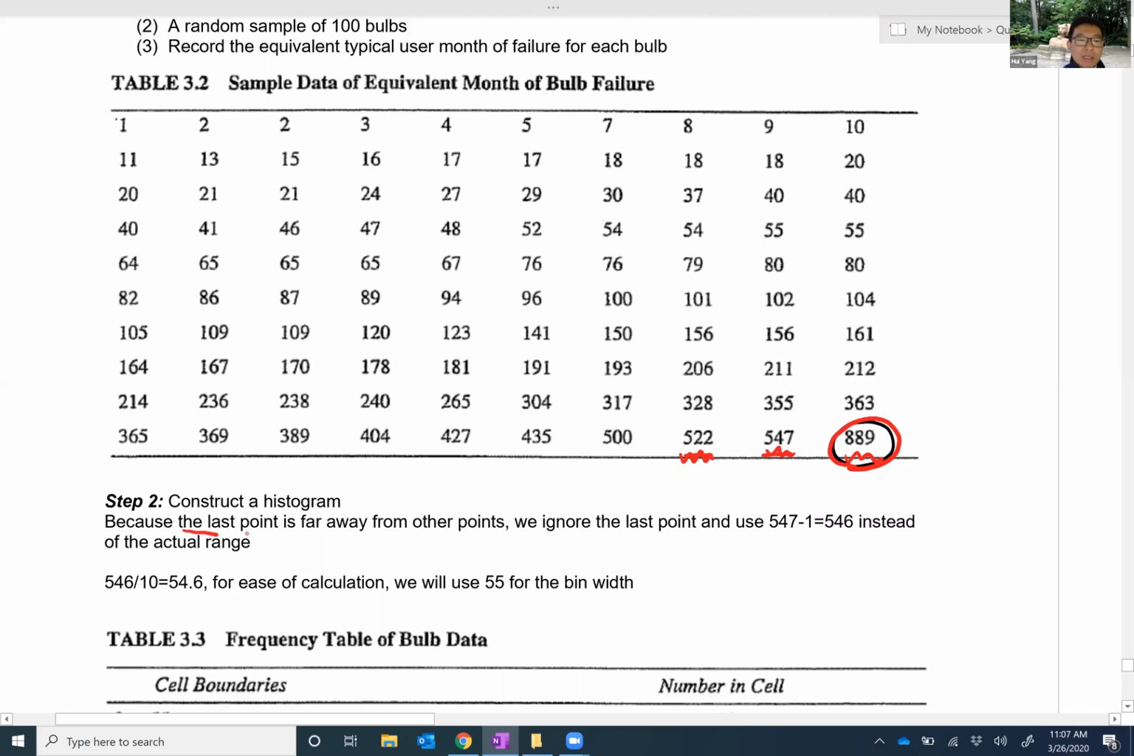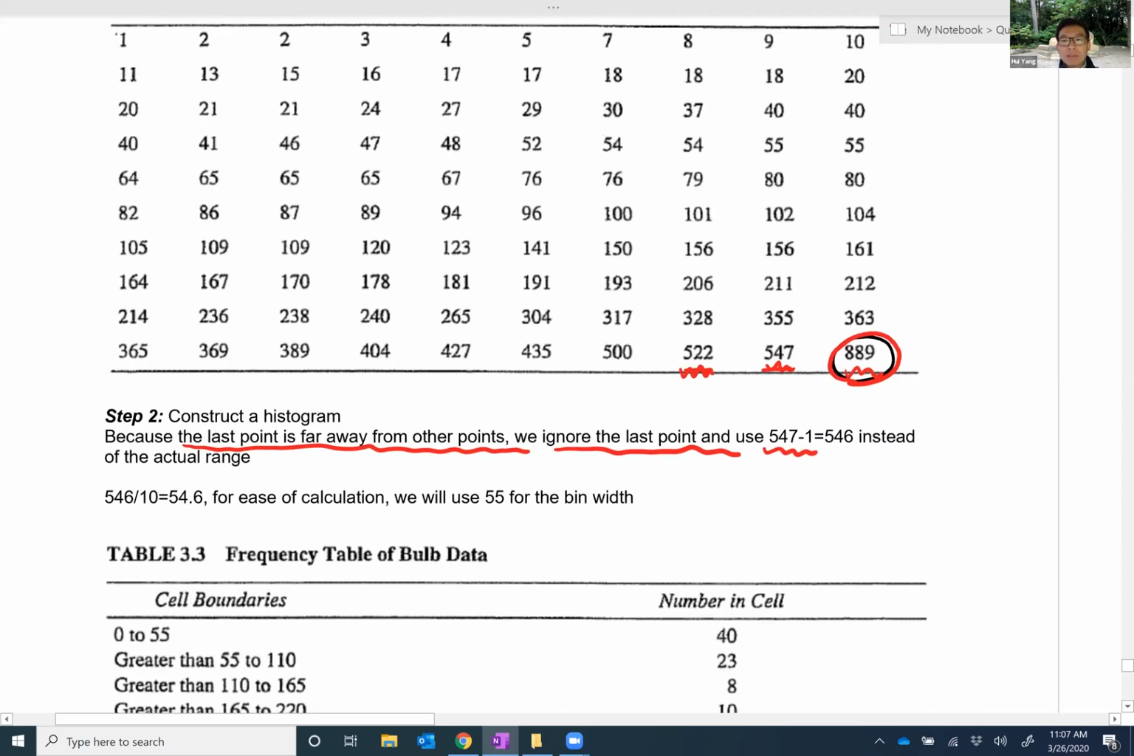Because the last point is far away from other points, we ignore the last point and use 547 minus 1. When we construct the histogram, we only use this range, because this outlier can be combined into the last bin of the histogram. But when we do the range, we don't want something that is very far away from the other data points. So the range is 547 minus 1, which is 546.